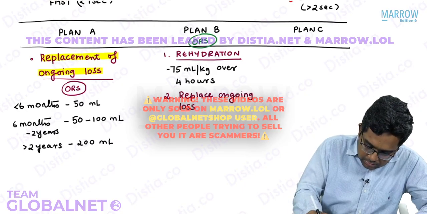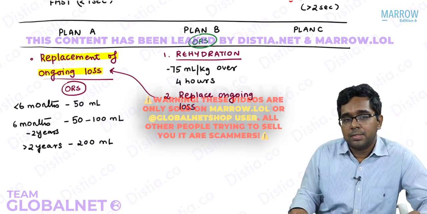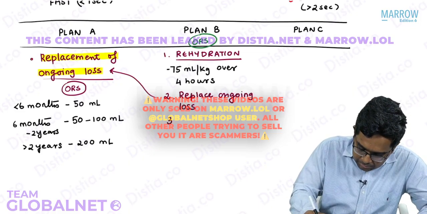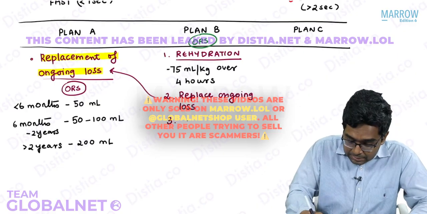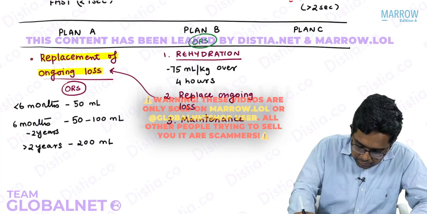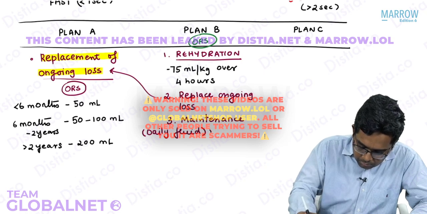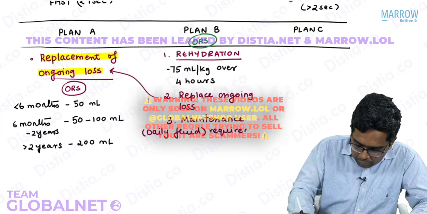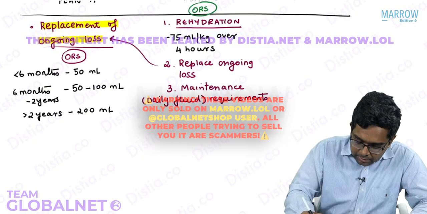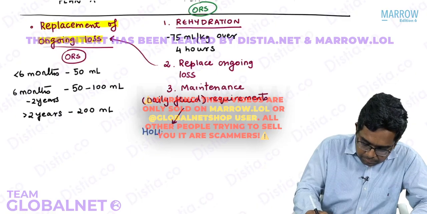Just like what I said in Plan A, you have to give ORS as and when the child passes stool, and the amount of ORS is calculated according to the age of the child. And the third part of management is giving maintenance fluid, or giving the daily fluid requirements. And how much maintenance fluid to be given, or what is the normal daily requirement? It is calculated by a formula called the Holliday-Segar formula.